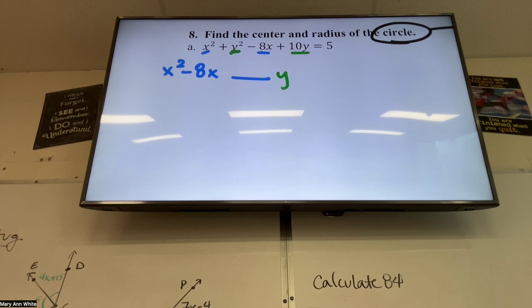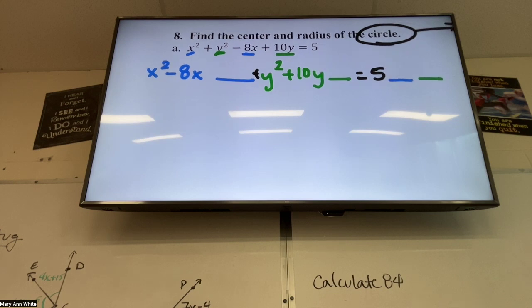Y squared and 10y are going to go together. And I got to leave a space for them as well. And then that 5 is going to stay on that right-hand side, just like we moved all the constants away. But I'm not going to just have one blank over here. I'm going to have 2 blanks because if I add something to complete my x squared, I've got to also add it to the other side. Same thing for my y squared. If I add for the y squared, I got to add it to the other side. Got a lot of space.